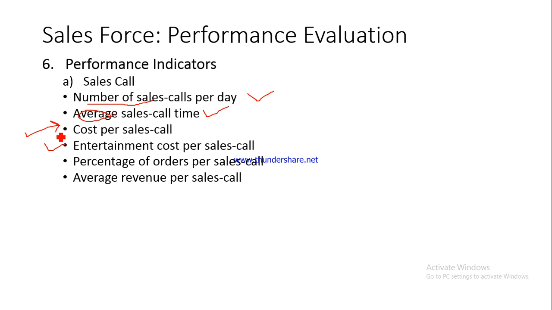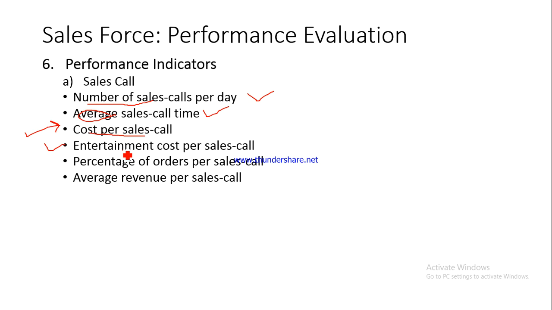So to keep that in control, we also take into consideration cost per sales call. For every visit, how much money on an average is the salesperson spending? Entertainment cost per sales call. Many a times, just to get the business, what will the salesperson do? Try to think of it. He would spend a lot on entertaining the prospect, and that ultimately will lead to escalation of costs, and that would not be good for the firm. So entertainment cost per sales call is also taken into account while evaluating the salesperson performance.